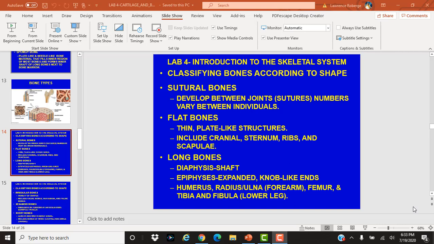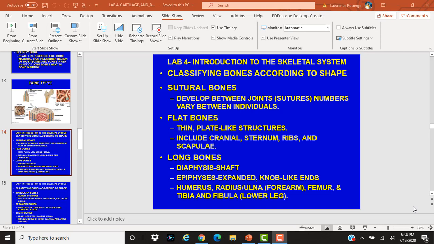Basically, when we talk about classifying bones according to shape, we have to think about what the shape is. With sutural bones, these are actually bones that develop between joints that are referred to as sutures. So we have a suture that is between both parietal and the frontal bone. These are all bones that are in the skull. So what happens is when these bones come and fuse together, they don't do this in a straight line. It's kind of like a squiggle. And every once in a while you'll get a teeny little piece that's an island between these two joints that meet together.